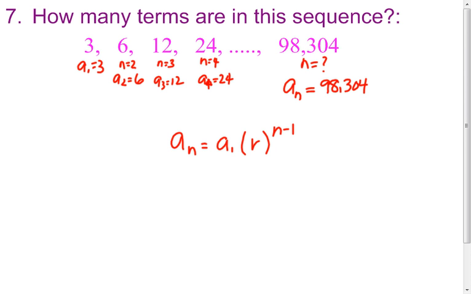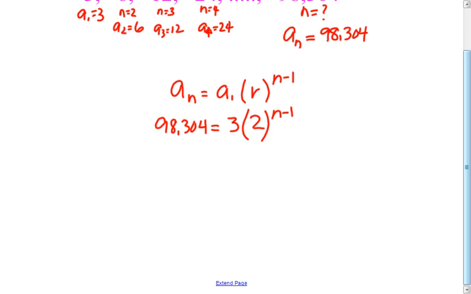Okay, and I'm going to plug in what I know. So I know that an is 98,304. I know that my first term is 3. My ratio, it does not give me directly, but if you're going from 3 to 6, 6 to 12, 12 to 24, I think you can figure out that you're multiplying by 2. Okay? And again, really common mistake. People will take that 3 times 2 and make it be 6 to the n minus 1. Can't do that. I need to solve for n, so I want to divide both sides by 3. 98,304 divided by 3 is 32,768.